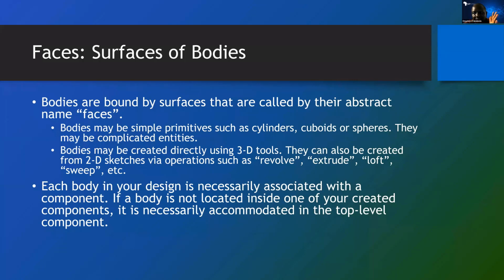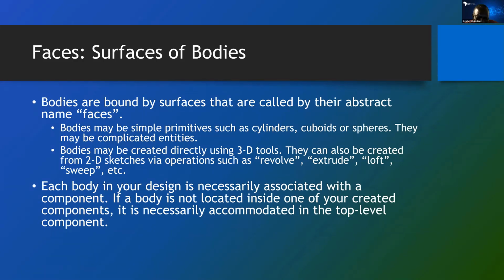For instance, a solid cylinder can have a curved surface. That's a curved face. And it can have two faces that are planar. So you can see a single body can have three faces. So bodies are bound by surfaces that are called by their abstract name, faces. In Fusion 360, we don't talk of surfaces, we just talk of faces. Bodies may be simple primitives such as cylinders, cuboids, or spheres. They may be complicated entities, combining these and many other things.